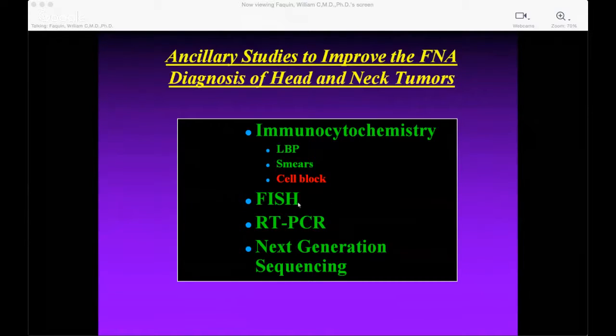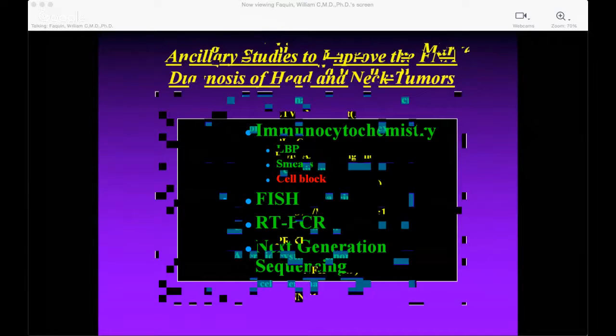On the molecular level, you can do FISH analysis, you can do RT-PCR, and for molecular studies, our particular institution uses next-generation sequencing with a panel that looks for many different mutations as well as many different fusion genes.